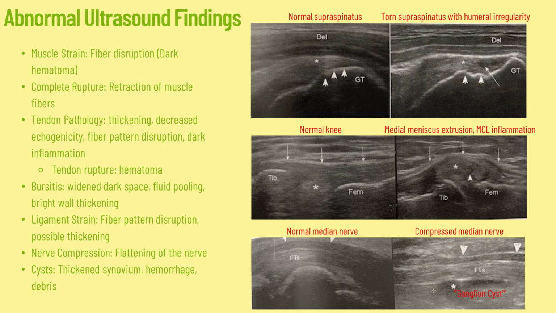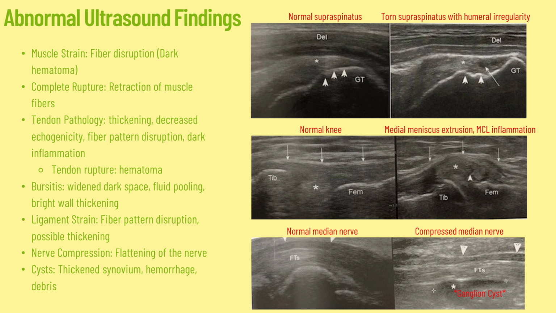So we see a nice linear ligament that the arrows are pointing to. This is the MCL. All right, so it's not thickened. It's looking really nice, thin, congruent, linear fashion here. Then we go right below it and we see the medial meniscus, which is the asterisk, and we see the femur. If you look to the image to the right, we have a meniscus extrusion.